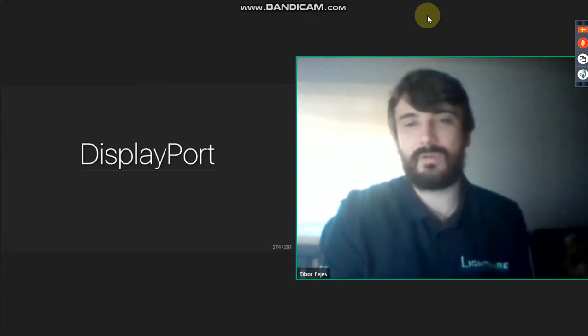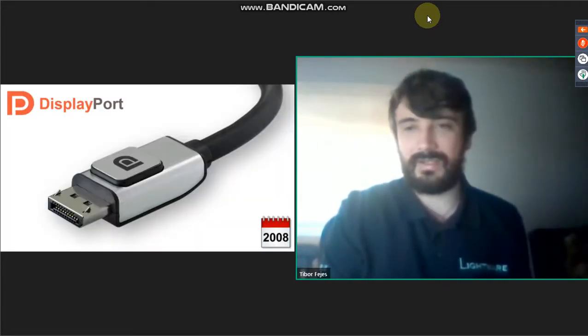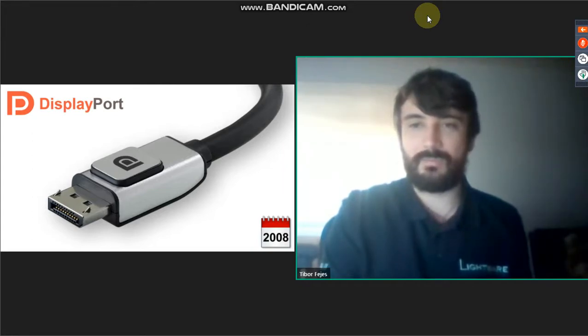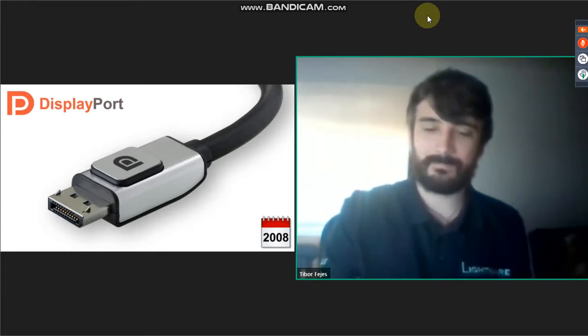So DisplayPort came into being in 2008, more or less. This is what the full-size connector looks like. Note the locking springs that are retracted by pushing the button on the connector. So this is one of the big things that people like about DisplayPort. It has a locking connector as standard.